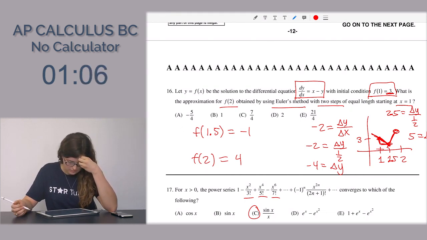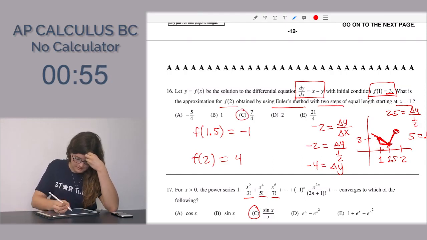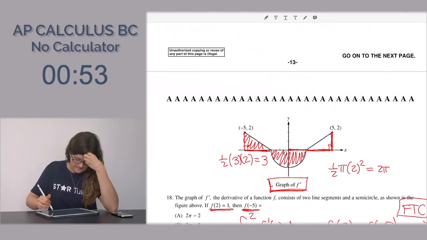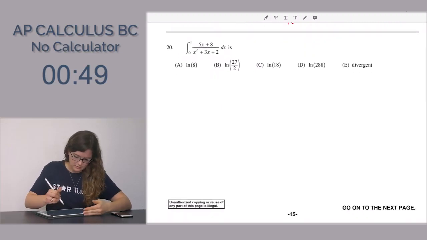Which answer is closest to 4? None of them. This one's 5, like something. I don't know, I'm feeling C, so we're just gonna guess that. 17, we got less than a minute. 18, 19, oh, I didn't do 20.